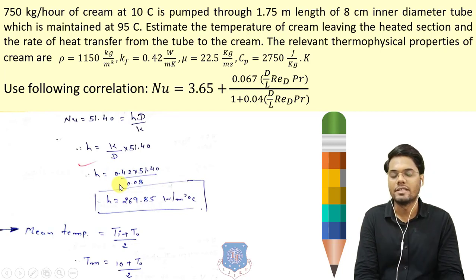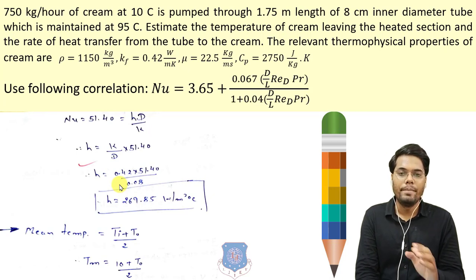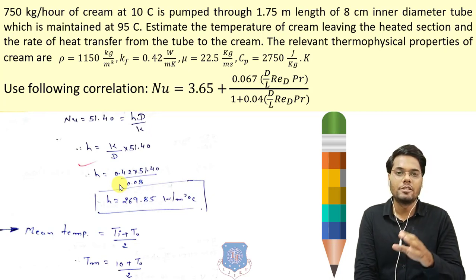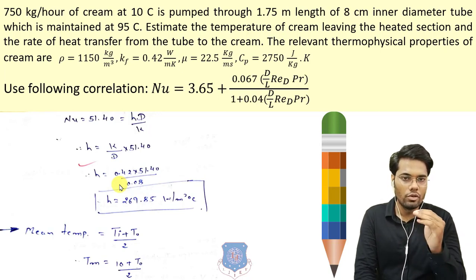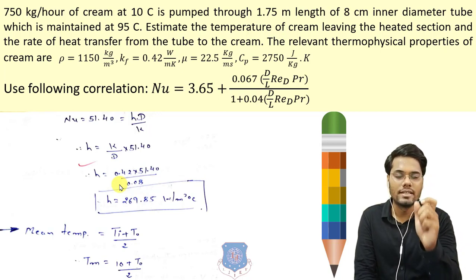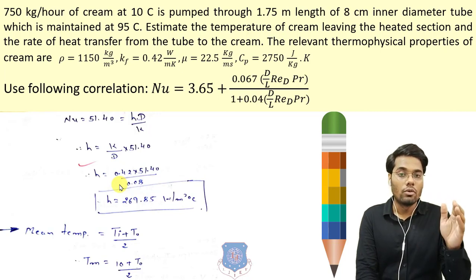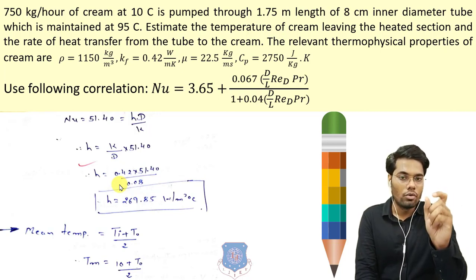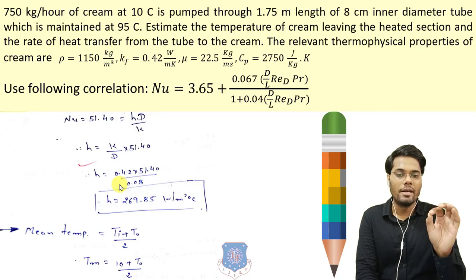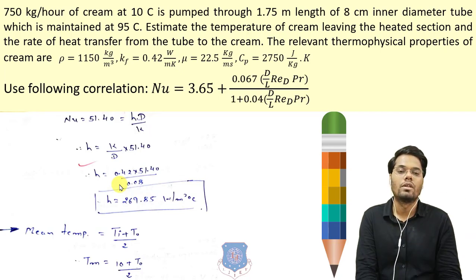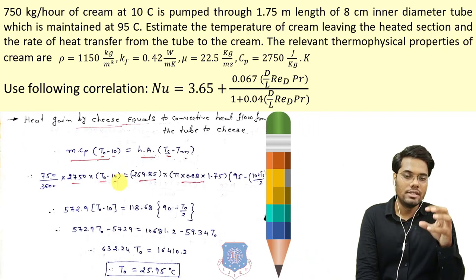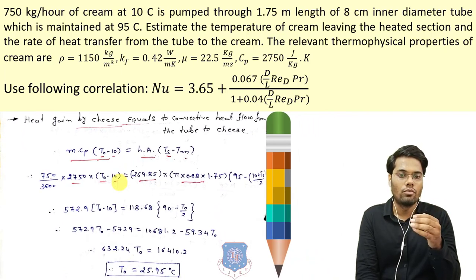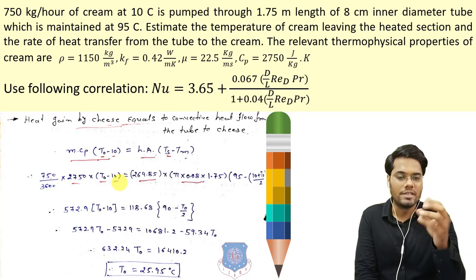Now we know that the mean temperature is the inlet temperature plus the outlet temperature of the cream, divided by 2. We know the inlet temperature of the cream, which is 10 degrees Celsius. We have to find the outlet temperature, so To is unknown. So Tm is equal to 10 plus To divided by 2. Now we know that whatever heat is gained by the cream by convection is equal to the heat flow from the tube to the cream.